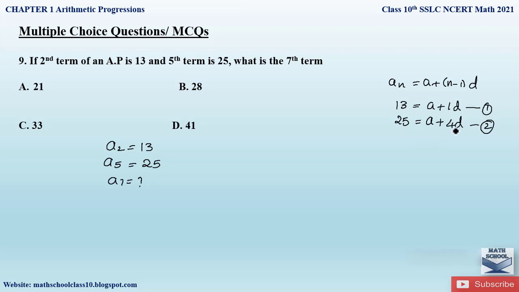Now we will solve these equations and find out the a and d values, and then we will find out the seventh term again using this formula. So this is the lengthy process. You will solve this problem by this method when there is a 4-mark or a 5-mark question, but here we have an MCQ or a 1-mark question.